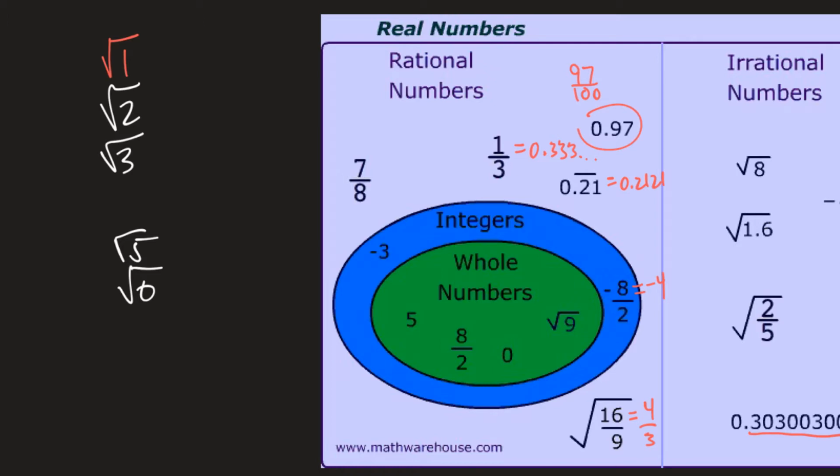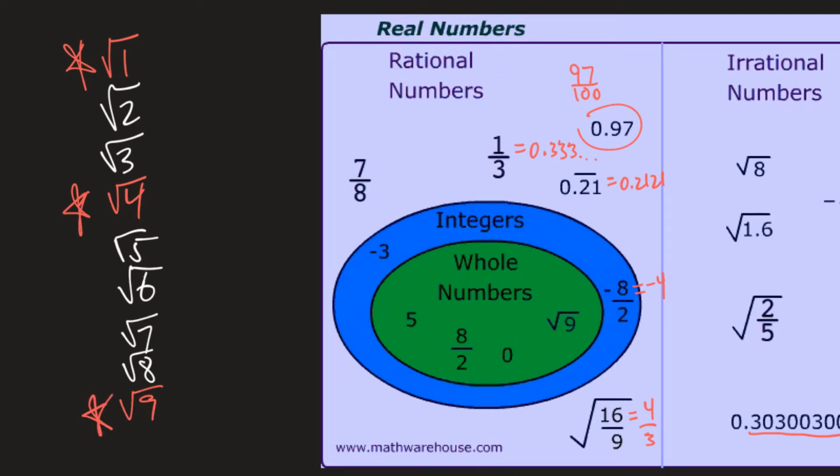Square root of 4, square root of 6, square root of 7, square root of 8. The square root of 9, I'll make a different color. See, these are all rational, but the white ones are irrational.